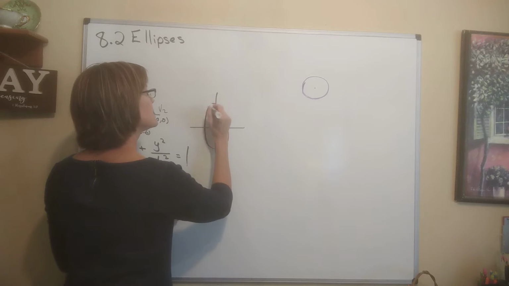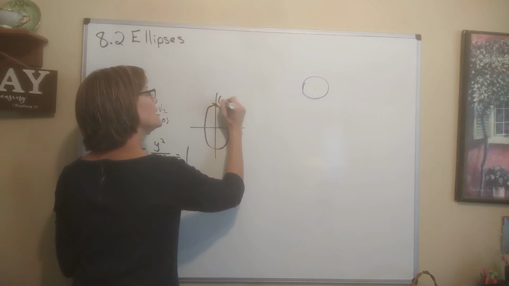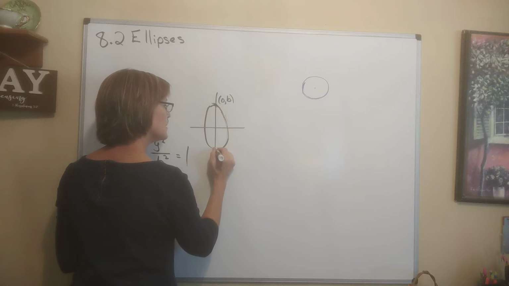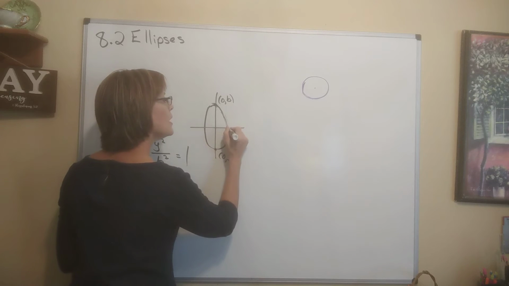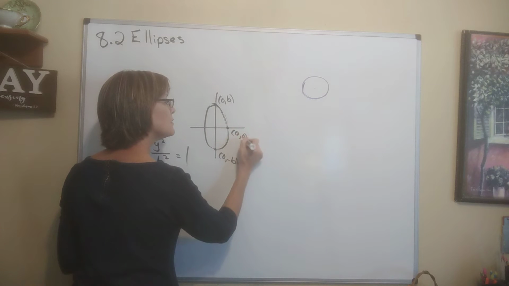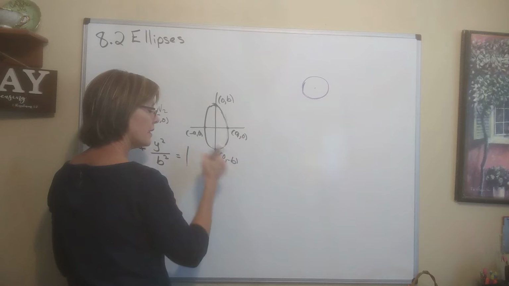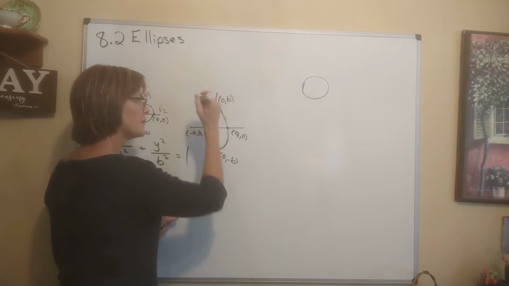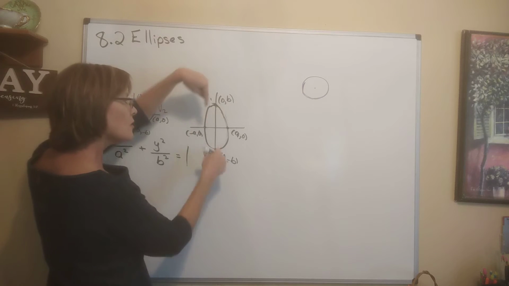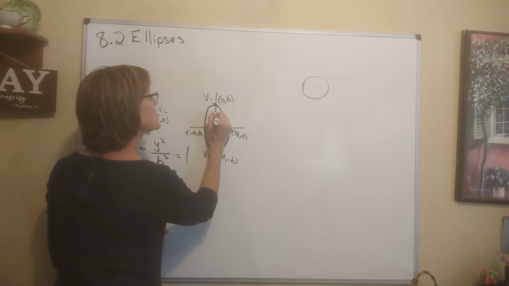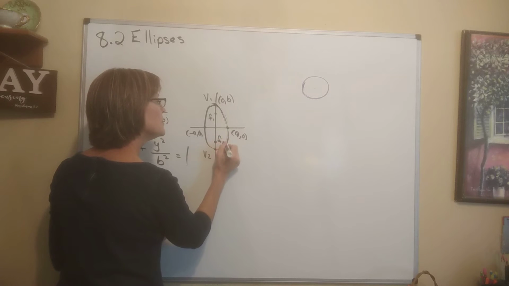In this case of our ellipse, this would be the point (0, B). This would still be the point (0, -B). The center would still be at (0, 0). This would still be the point (A, 0). This would be the point (-A, 0). But if the longer axis is vertical, these get the labels V1, V2. The foci will lie on the major axis. So somewhere in here is F1, somewhere in here is F2.